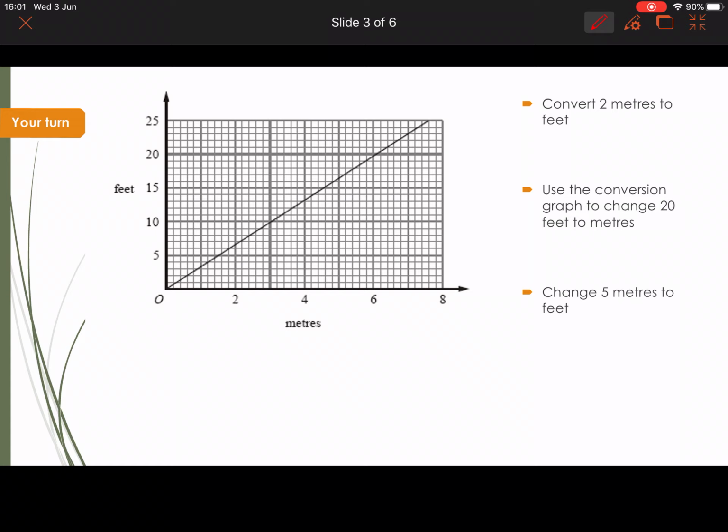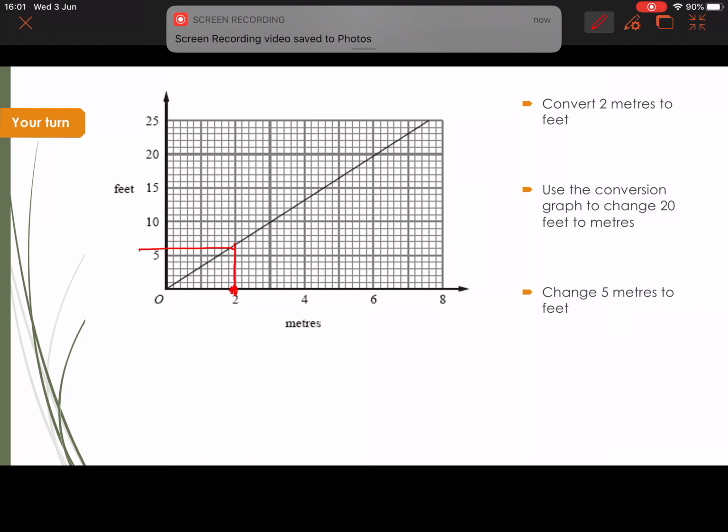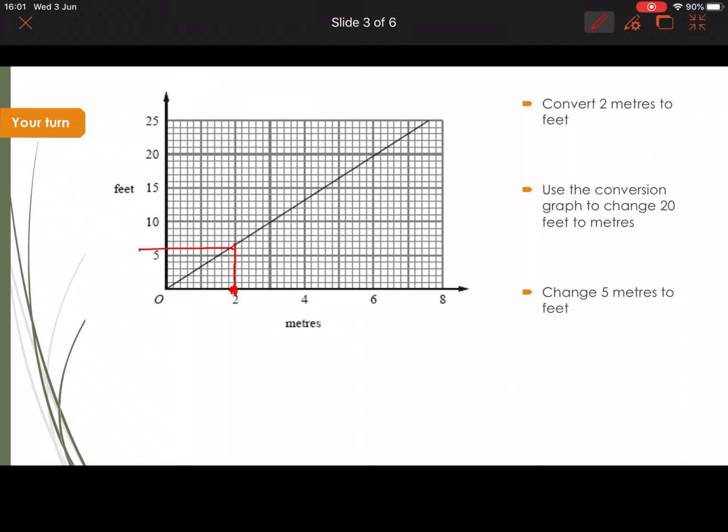The first question asks you to convert 2 meters to feet. Hopefully you found the 2 along the meter axis and you went up to where the line hits and then across. And this should come out anywhere between 6 and 7. So we can write 6 feet. If you wrote something like 7 feet or 6.5, that is also fine.